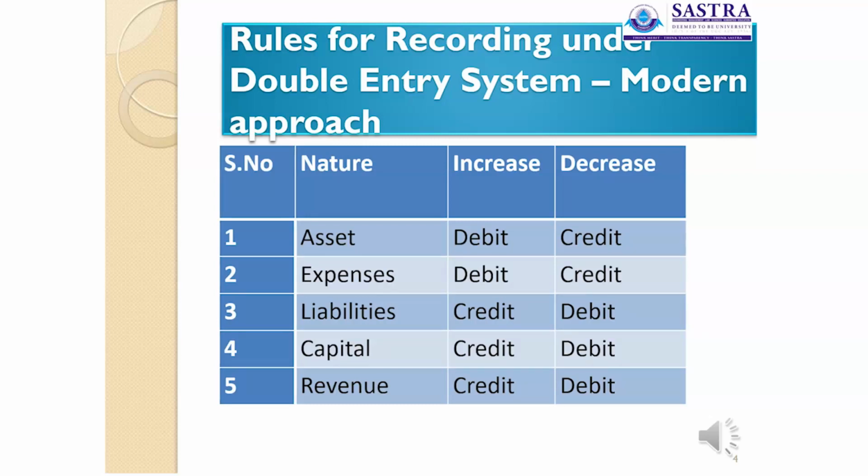When liabilities decrease, their accounts are debited. Capital: when capital is increased, it is credited. When capital is withdrawn or decreased, it is debited. Revenue, revenue income: owner's equity is increased by the amount of revenue income. So these are the rules for recording under the double entry system.